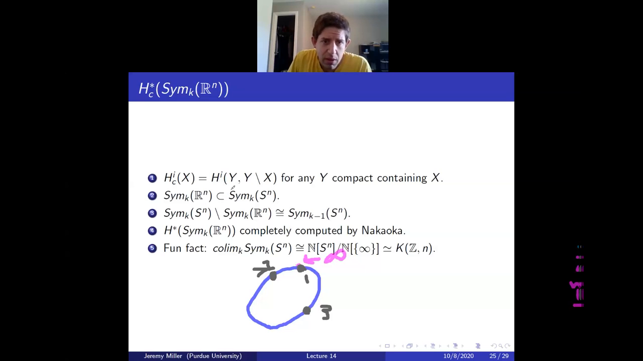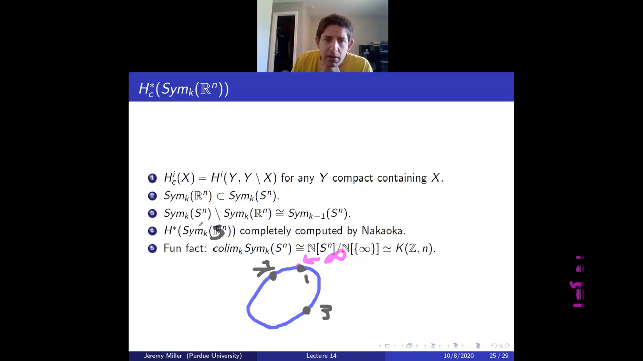What it amounts to is, if you want to understand the compactly supported cohomology of the symmetric product of R^n, you need to understand the relative homology of Sym^k S^n rel Sym^(k-1) S^n. So basically, you just need to compute the actual cohomology of symmetric products of spheres. This is supposed to be a sphere. And this was completely computed by Nakaoka in the 50s. And you can just read off stability.